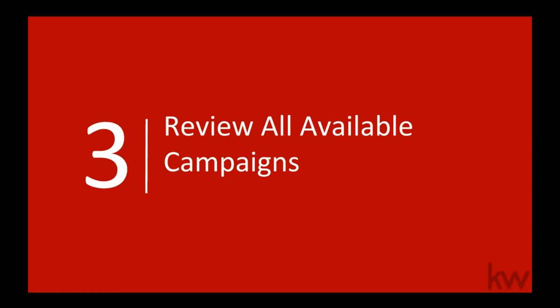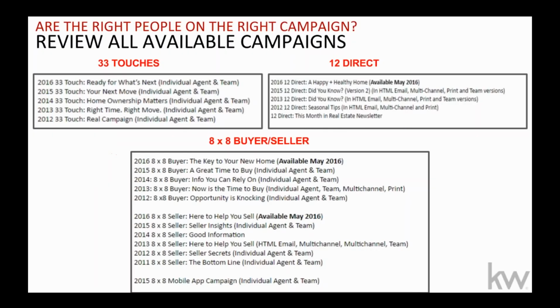Let's keep moving along. Now we are going to review all available campaigns. These are all the campaigns that are currently available. Now take a look at this. We have all of these campaigns currently available. You have the 2016 33 Touch, Ready for What's Next. So that's both for individual agents and teams, so you can do that. And then we have the 2016 12 Direct that also came out, and then the 2016 8x8, the Key to Your New Home.